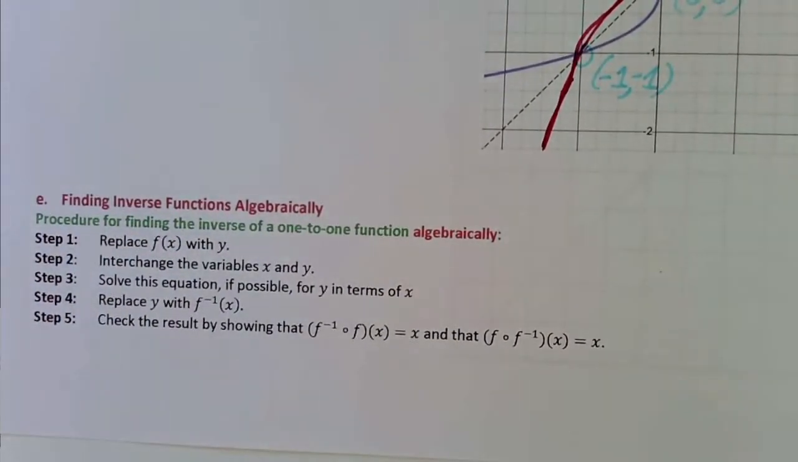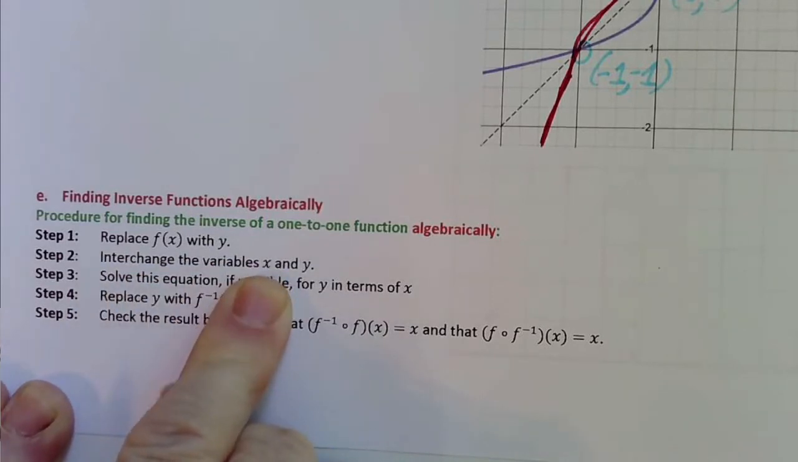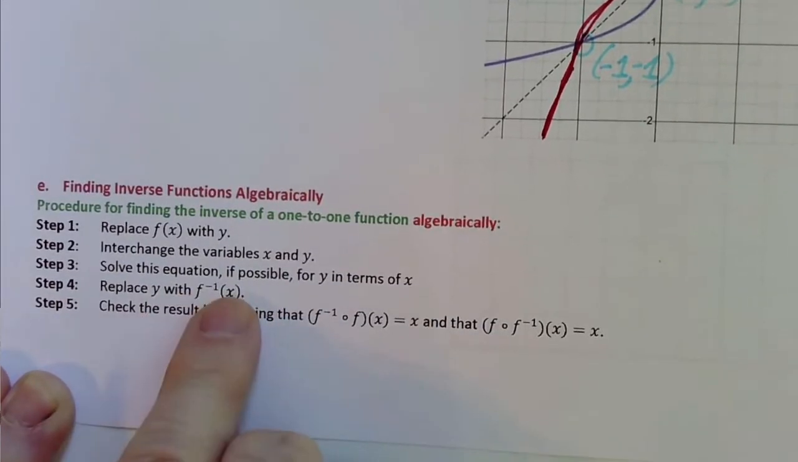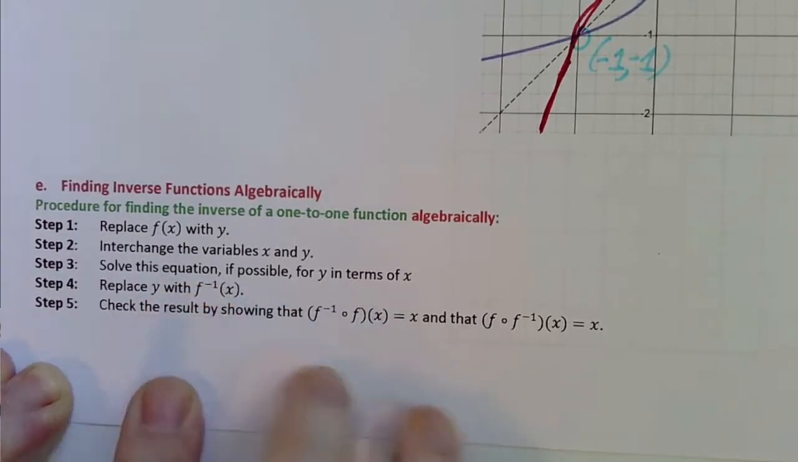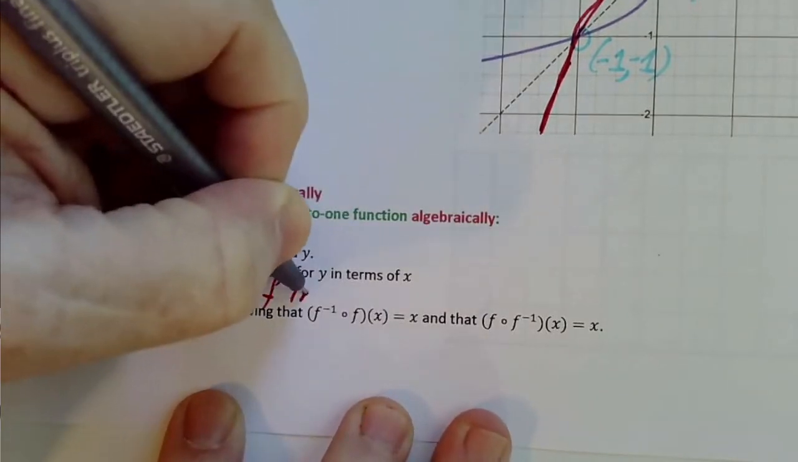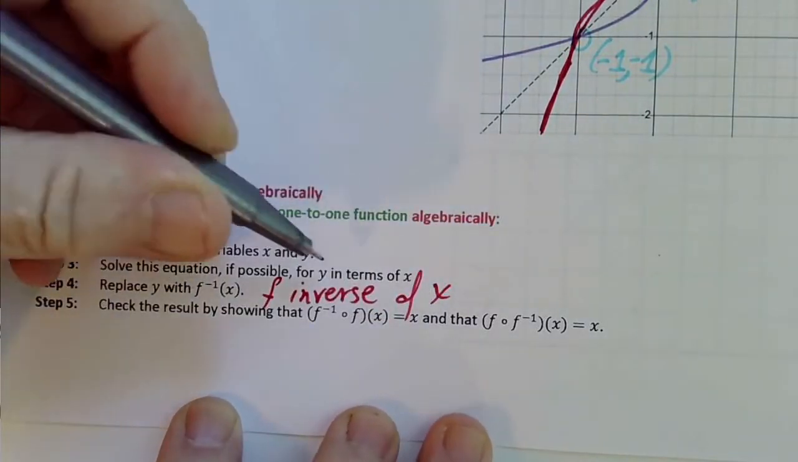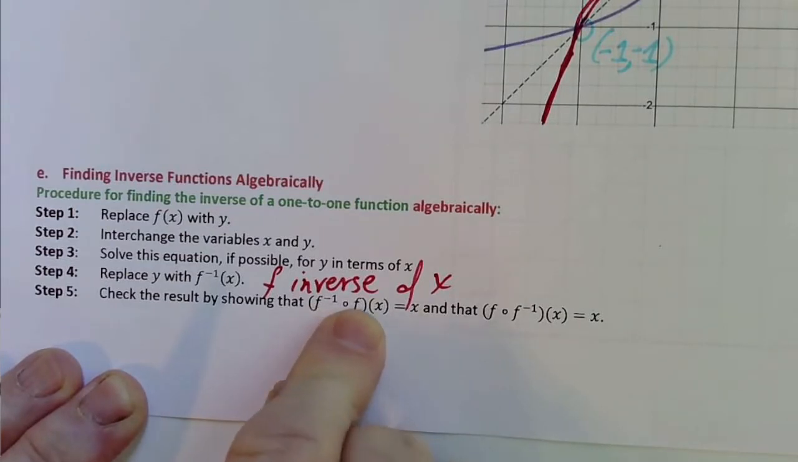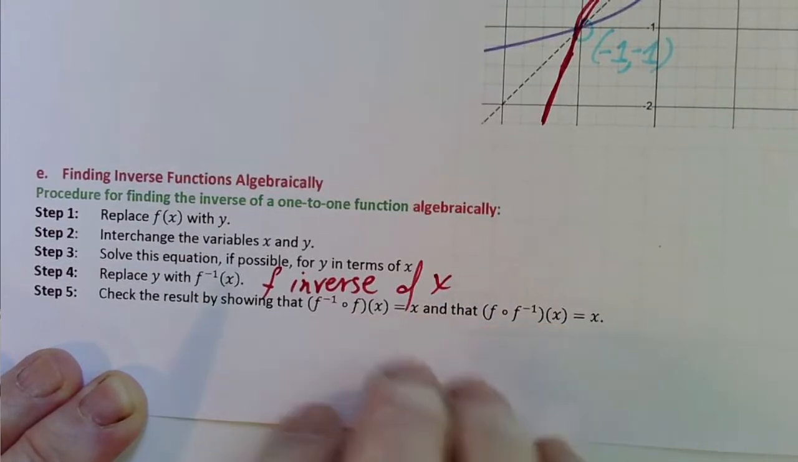To find the inverse of a function algebraically, you replace f of x with y, switch the variables x and y, solve the new equation for y in terms of x, replace y with f inverse of x. Again, read this f inverse of x. You read that -1 as inverse, and then check the result by finding f inverse composed with f of x, and f composed with f inverse of x.